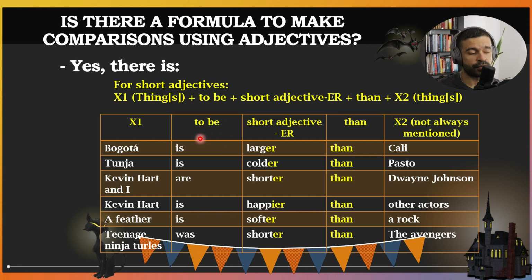Notice also that the verb to be is not only is. It could be are, and it can also be was or were if we're talking in past. The verb to be has different conjugations, and that's something you need to bear in mind. Teenage Ninja Turtles was shorter than the Avengers. As you can notice here, we're comparing 2 movies, right? 2 things. One person with other actors. Kevin Hart and I with Dwayne Johnson. Right here we have something plural too.